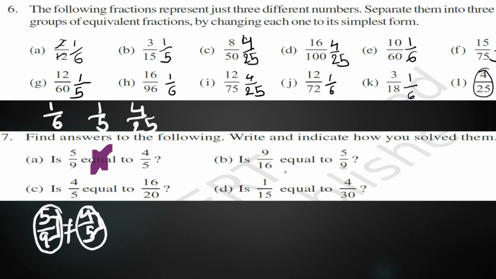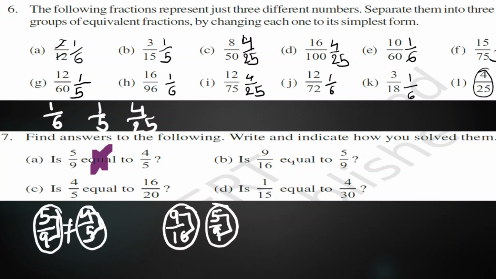And here, is 9 by 16 equal to 5 by 9? Here 9 by 16 is also in its simplest form and 5 by 9 is also in its simplest form because they don't contain any common factors other than 1 and itself. This 9 and 16 don't contain any common factors and this 5 and 9 also don't contain any common factors. So these two are entirely different fractions.